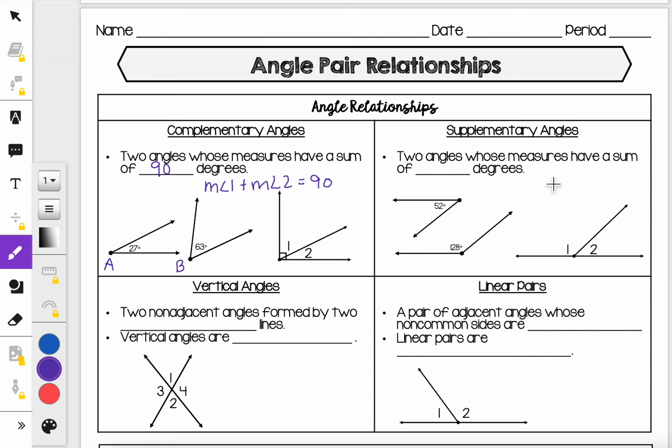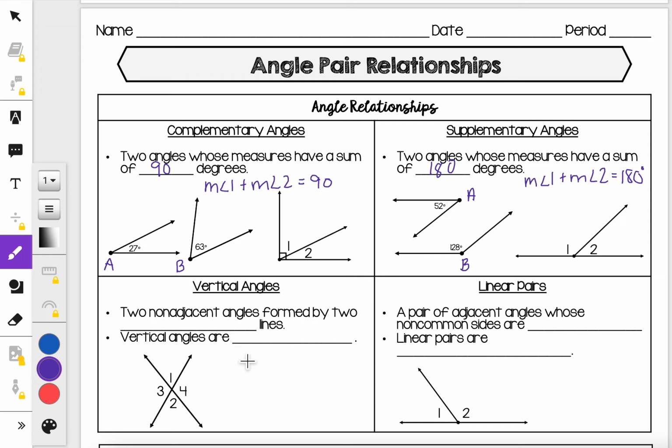Supplementary angles are two angles whose measures have a sum of 180 degrees. Again here, if this is angle A and this is angle B, these two angles are going to be supplementary because they add up to 180 degrees. If we look over here, the measure of angle 1 plus the measure of angle 2 would equal 180 degrees. They form a straight line, which means they're supplementary. We're going to talk about this again in just a couple of seconds.